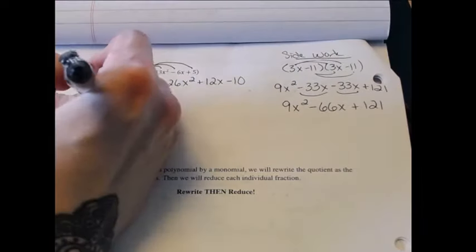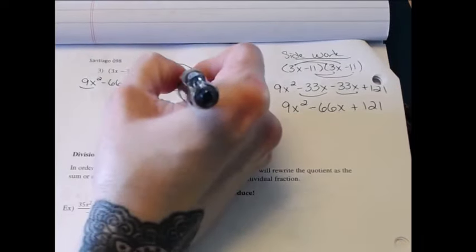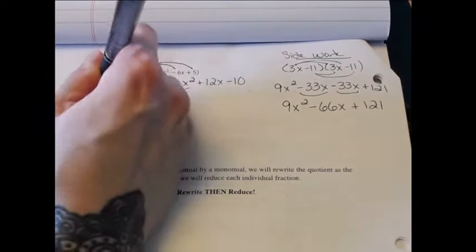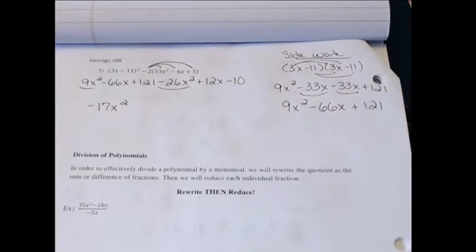So my first pair of like terms is a 9x squared and a negative 26x squared. When you combine a 9x squared with a negative 26x squared, you'll get a negative 17x squared.